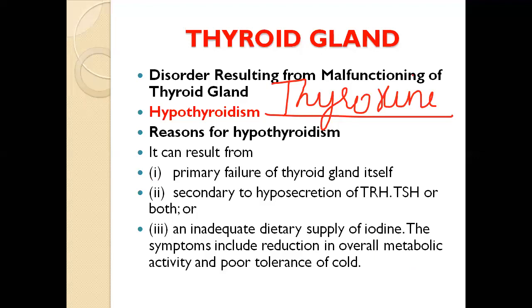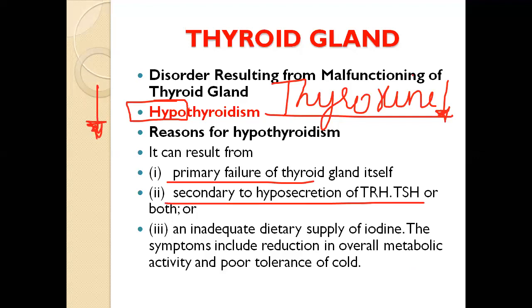Now let's see here. The thyroxine, hypothyroidism. What is hypo? Hypo means lower the secretion. The secretions will become lower, meaning thyroxine is going to be reduced in the body. Hypothyroidism. What are the reasons for hypothyroidism? Maybe the failure of the thyroid gland, or secondary to hyposecretion of the TRH or TSH.